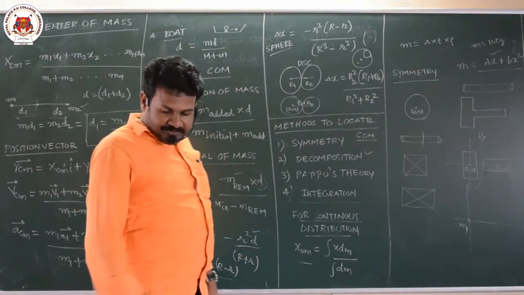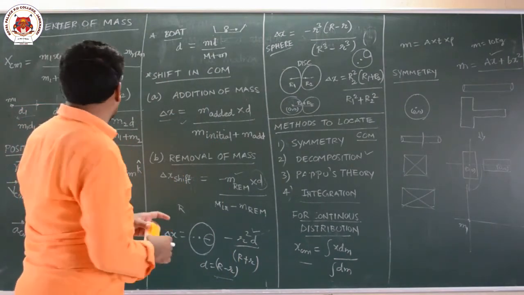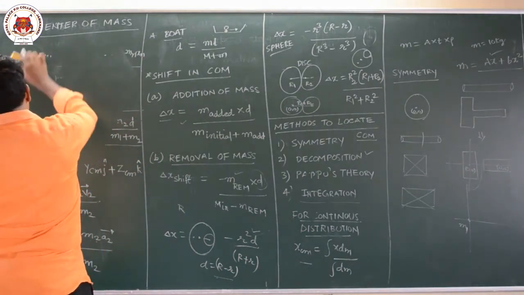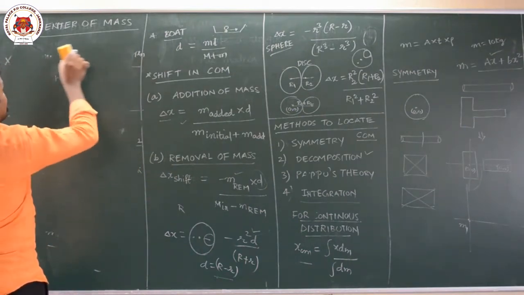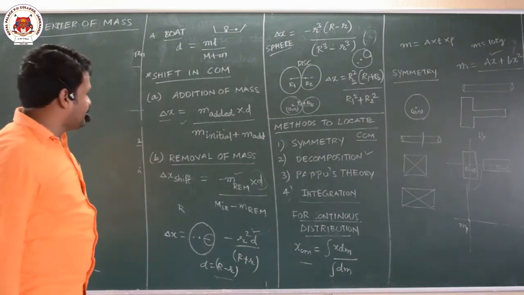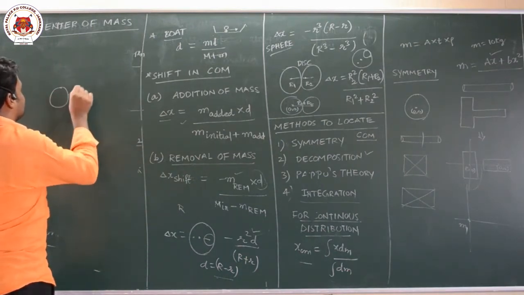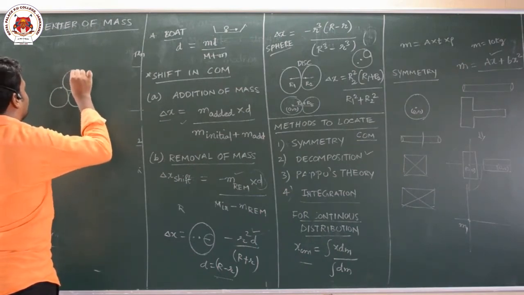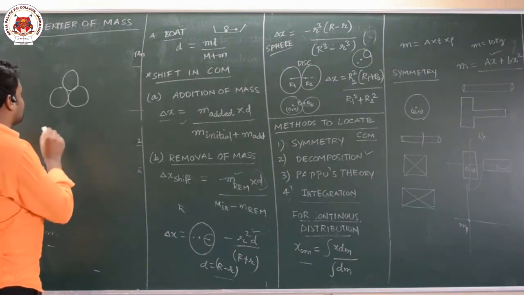Suppose a question is asked: three identical spheres of mass m and radius r are arranged such that each sphere is touching the remaining two. That means this is the condition. Then find the center of mass from the center of one of the spheres. Suppose the question is asked like this.